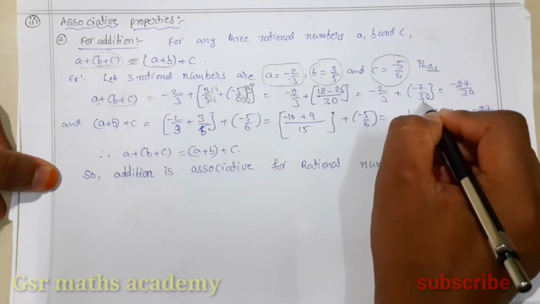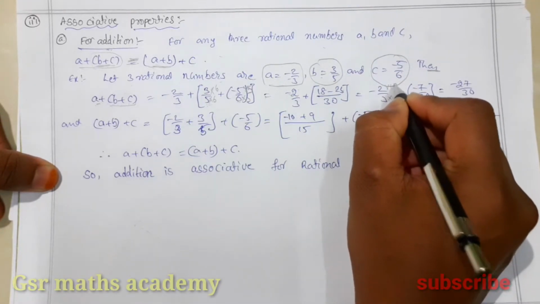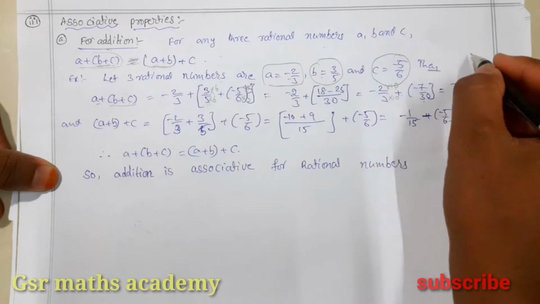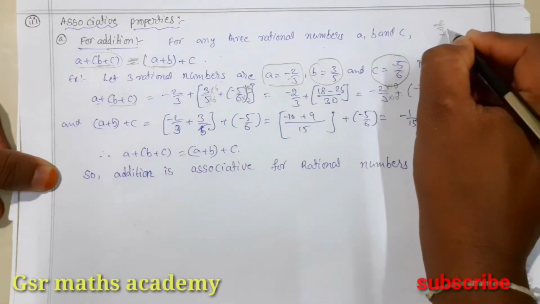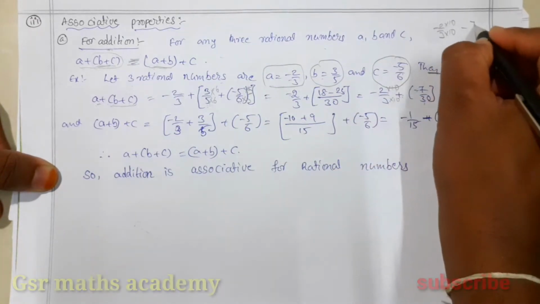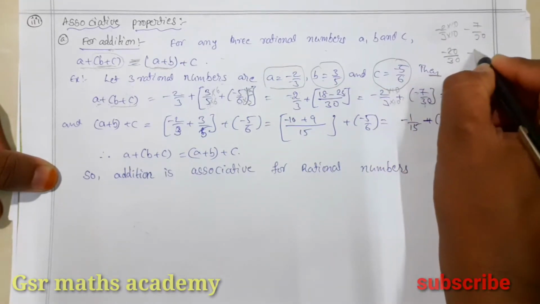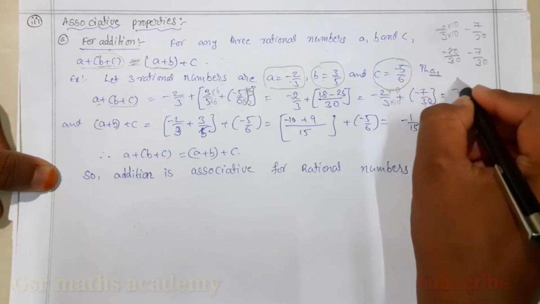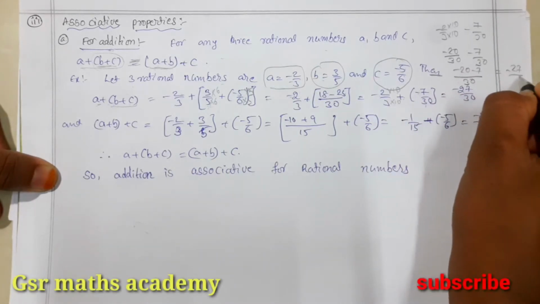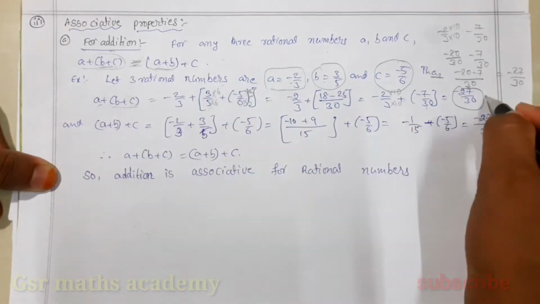That is minus 2 by 3 plus minus 7 by 30. Now these two are unlike fractions again, so multiply the first fraction by 10 by 10, so you get minus 20 by 30 plus minus 7 by 30. These two are like fractions. Now write the common denominator 30 and add the numerators, that is minus 27 by 30. That means a plus (b plus c) is equal to minus 27 by 30.